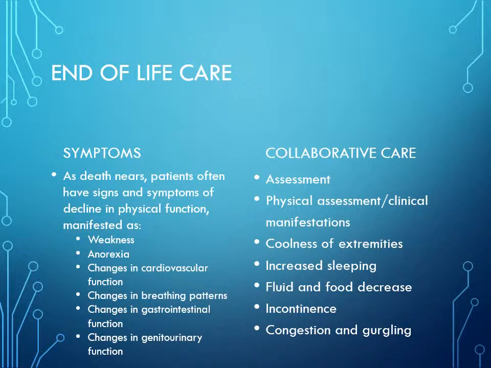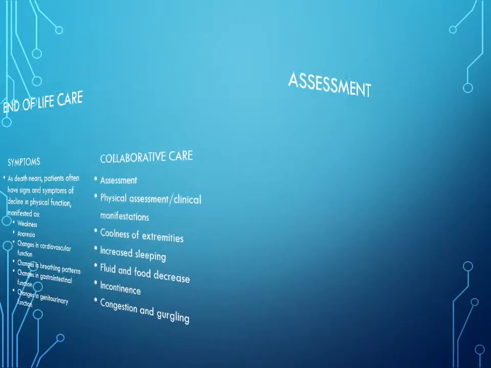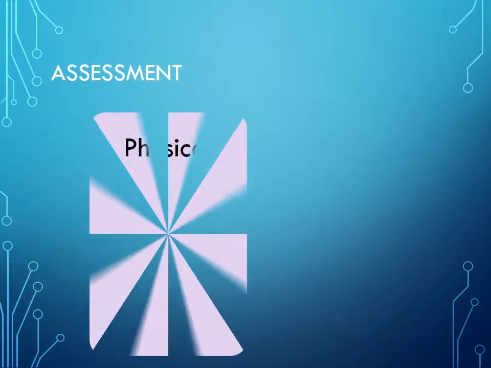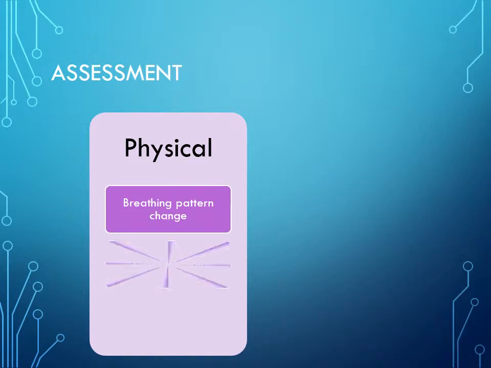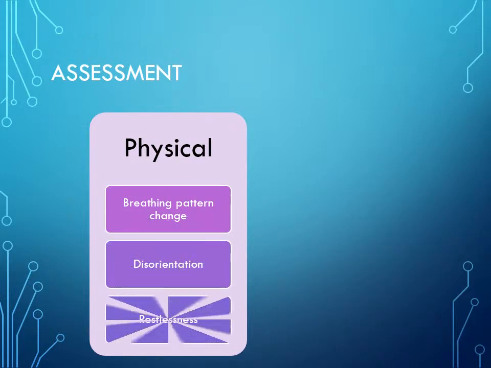Through the physical assessment, you're going to see clinical manifestations such as coolness of extremities, increased sleeping, a decrease in fluid and food intake, incontinence, and maybe even congestion and gurgling. So the physical assessment includes breathing pattern changes, disorientation, and maybe even restlessness.